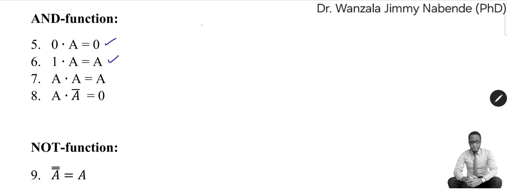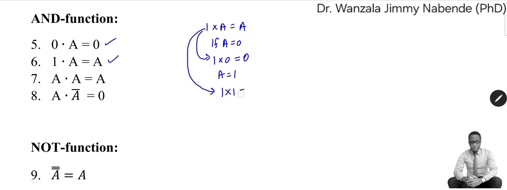The sixth, 1 times A is equal to A. If A is equal to 0, then 1 times 0 is 0. If A is 1, then 1 times 1 is 1, implying that it depends on this A. Whatever you have is what the answer is defined by. It implies that the answer you get depends on the value you have right there.